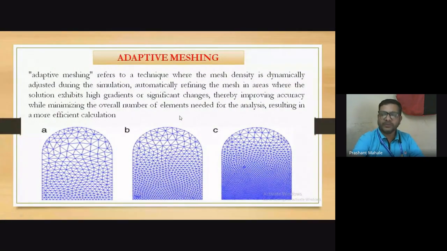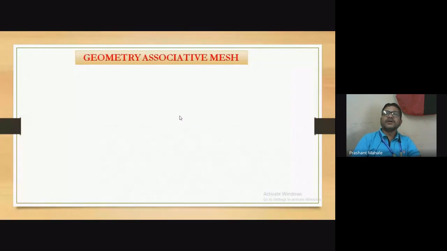So this is adaptive mesh, and I think 4, 5, 6 minutes are there. So we'll go for one more topic, one more point that is also asked in exam. That this part is what is adaptive meshing? This is the question mostly asked. Geometry associative mesh. So this is one of the points that we'll see, and then we'll stop for the attendance. Okay.